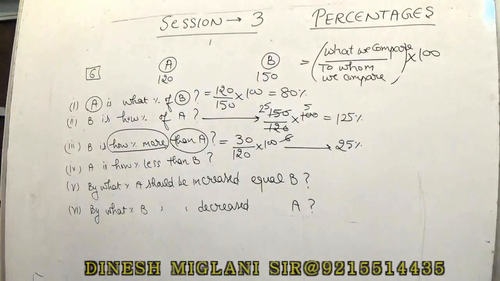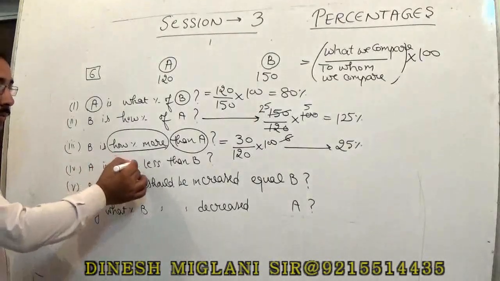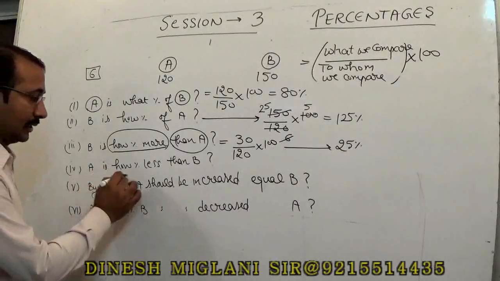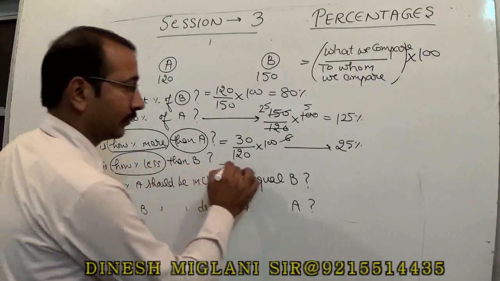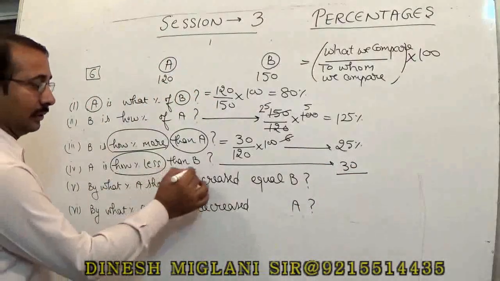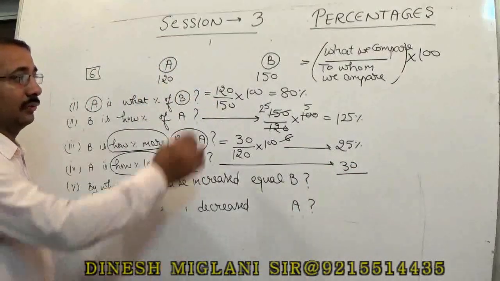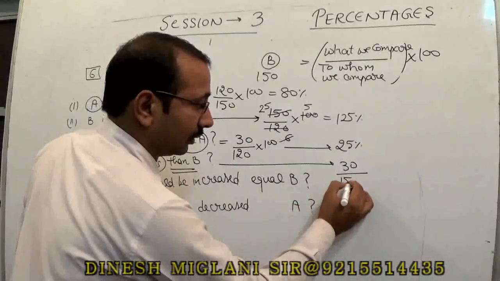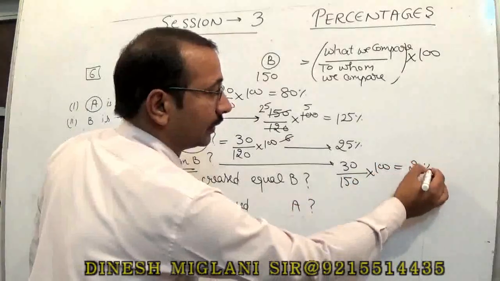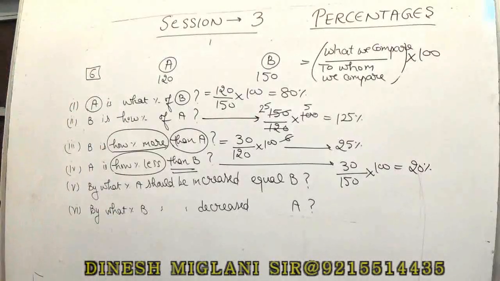For question number 4, A is how much percent less than B. Now how much less? 30. I am comparing it with B. What is the value of B? 150. 30 upon 150 into 100. Answer is equal to 20% less.